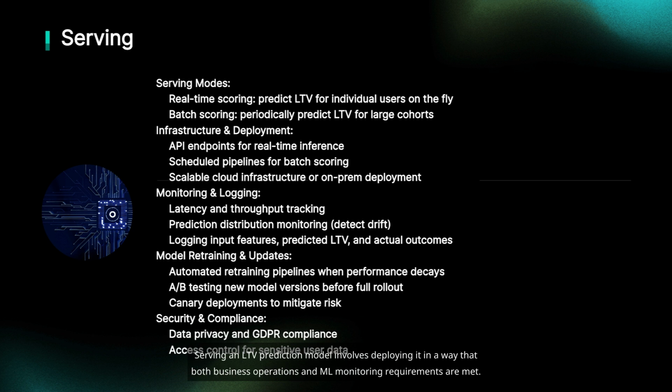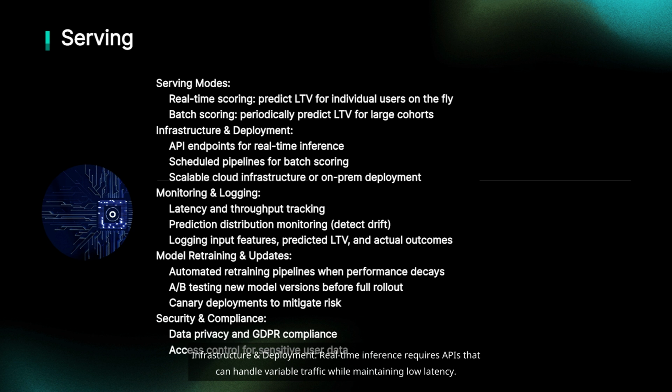Serving an LTV prediction model involves deploying it in a way that both business operations and ML monitoring requirements are met. Serving modes. There are two primary ways to serve the model. Real-time scoring is essential when predictions are required on demand, for example, during a live marketing interaction. Batch scoring is useful when predictions can be pre-computed, such as updating user segments nightly.